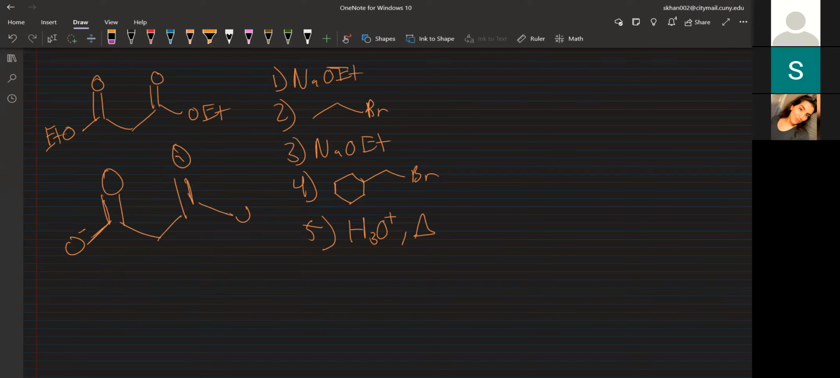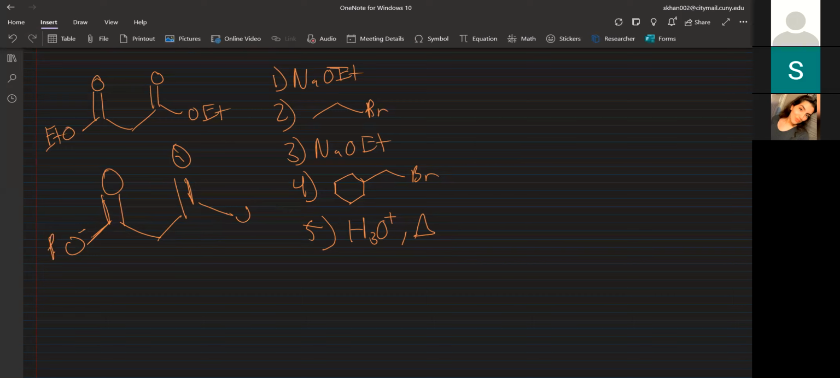You could see OMe here. The main difference would be in terms of the base; I would just use NaOMe. If you see this on your exam as OMe and OMe, it's the same type of reaction. The only thing that's different is the ester group is slightly modified, but the chemistry still occurs the same way.